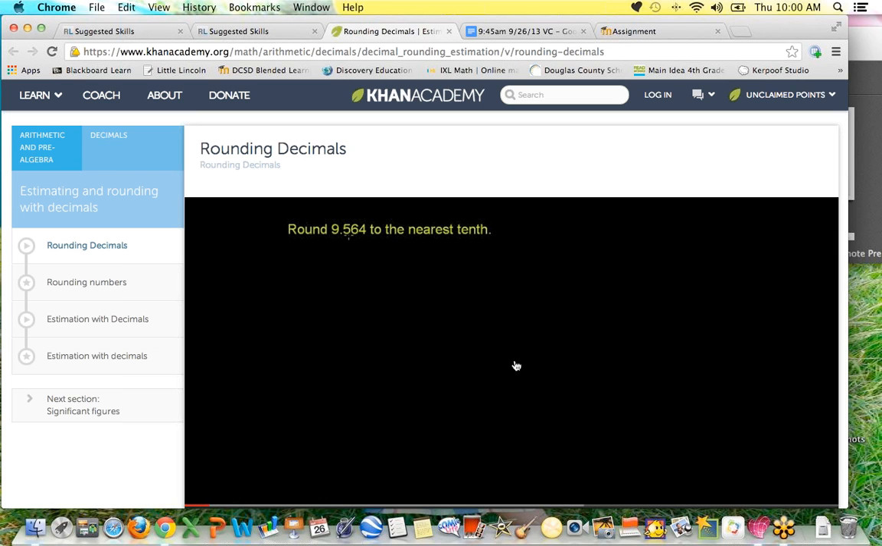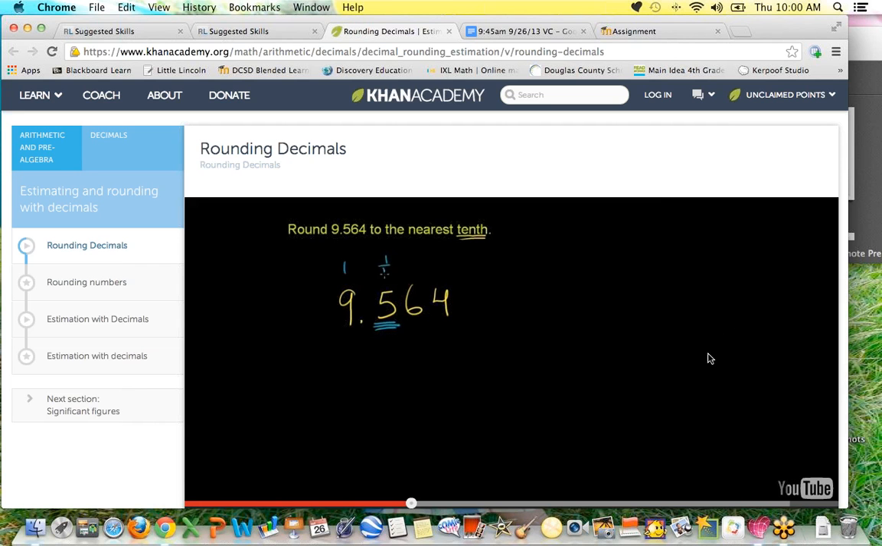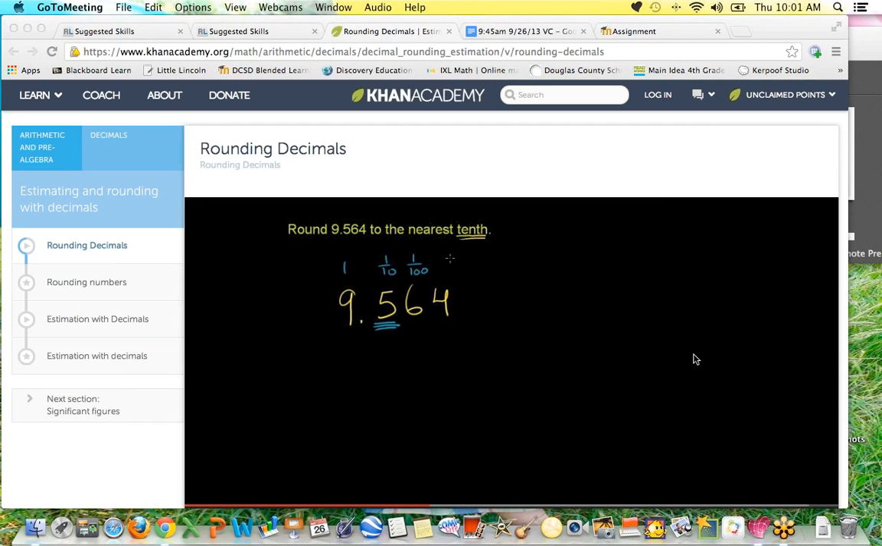Round 9.564, or 9 and 564 thousandths, to the nearest tenth. So let me write it a little bit larger. 9.564. And we need to round to the nearest tenth. So what's the tenth place? The tenth place is right here. This right here represents 5/10. This is the ones place, this is the tenths place, this is the hundredths place, and this is the thousandths place right here. So we need to round to the nearest tenth.